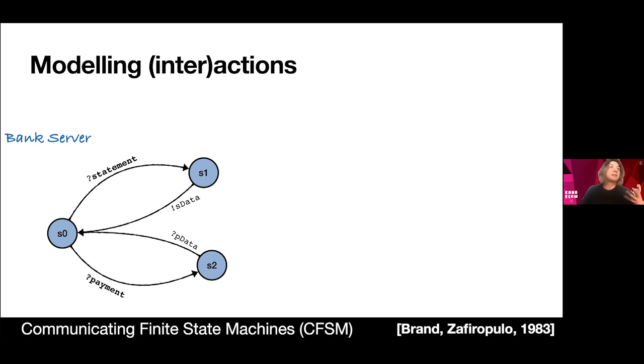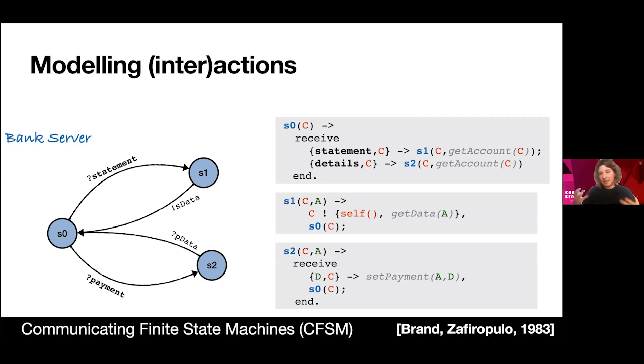So in this bank server, we are in the initial state 0. The server offers the client two options: request for a statement or request for a payment. In either case, the protocol proceeds to a different state where the behavior is different. In one case, the server sends the statement data. In another case, it waits for further payment data. Okay, so this is a communicating finite state machine. And we can map this into code very similarly. Every state is a function. We can add internal computations, data flow, and so on.